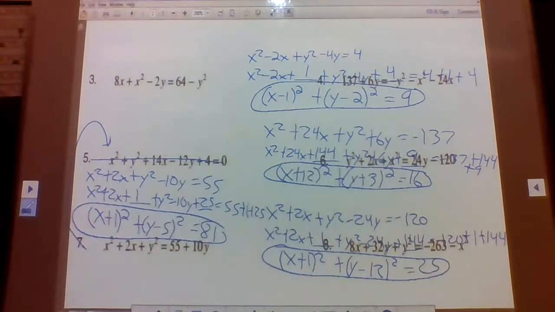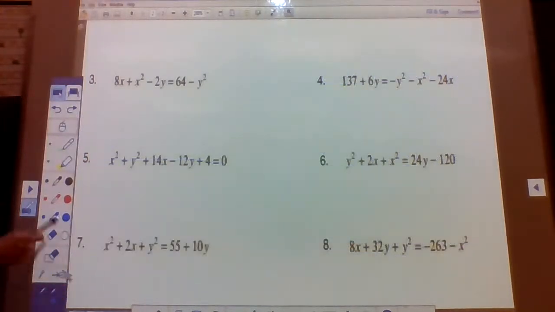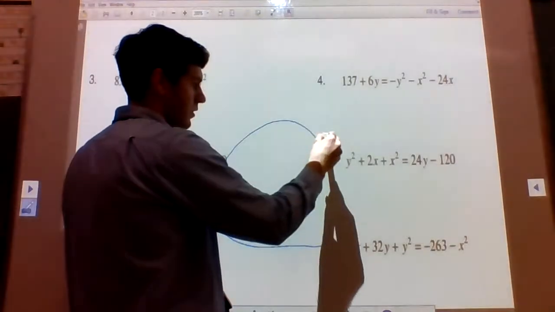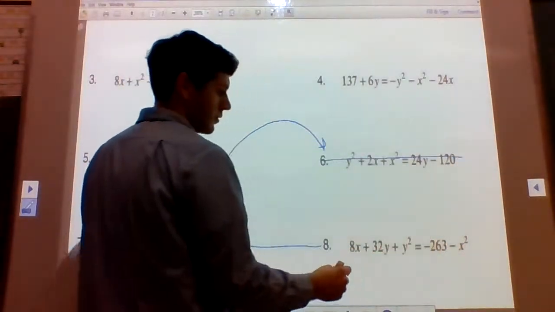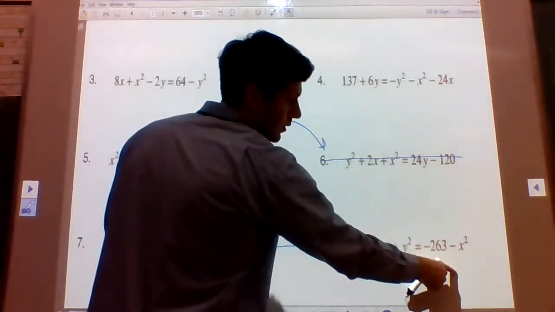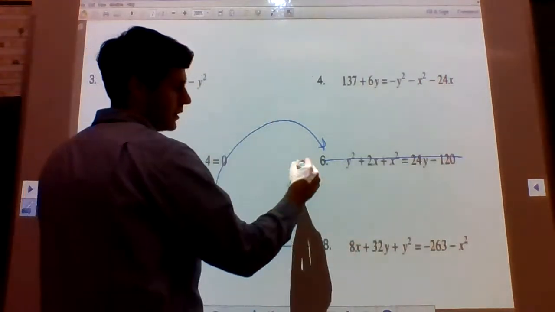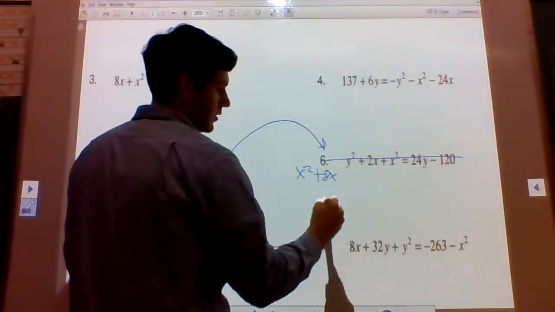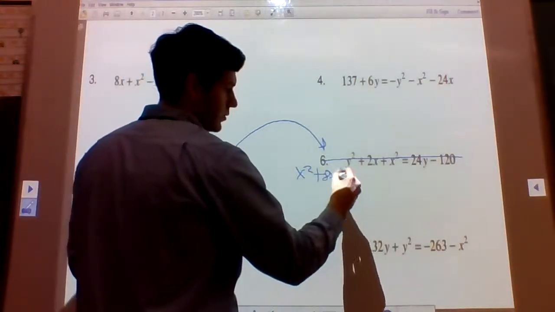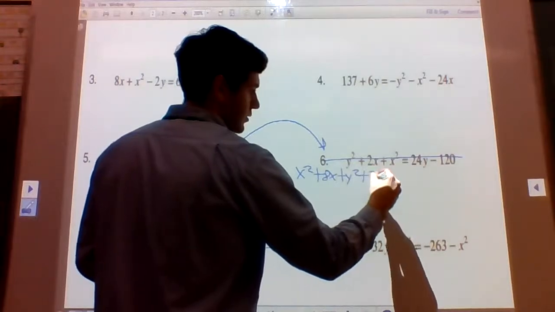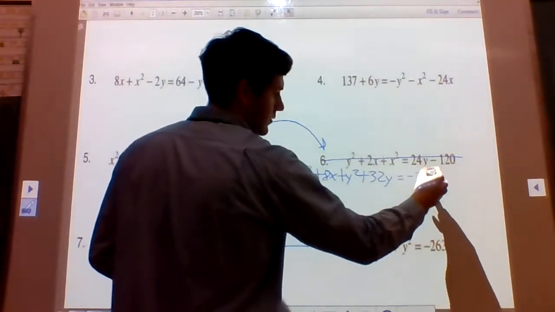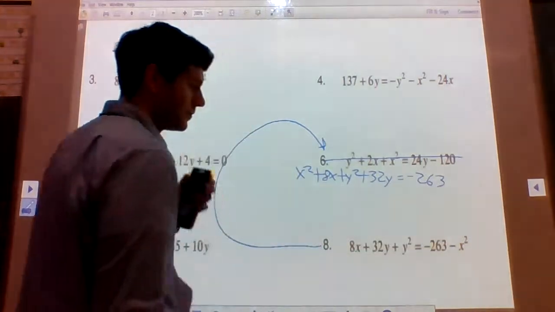All right, I'm going to delete that and do number 8 over here. Okay, so number 8, the last one here. So we got to move x squared to the other side. So add x squared to both sides. So we get x squared plus 8x plus y squared plus 32y equals negative 263.